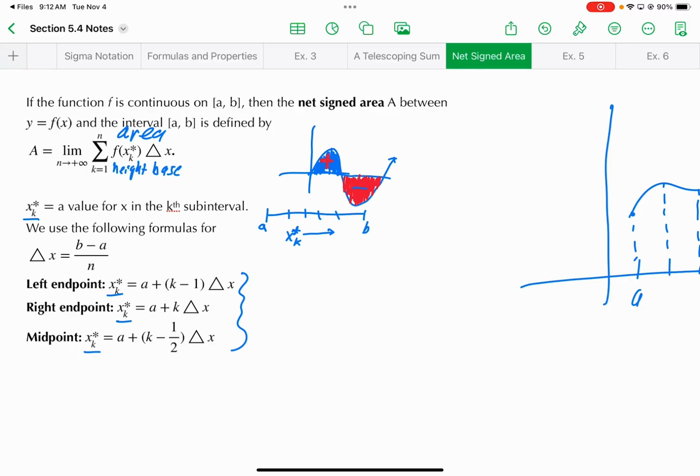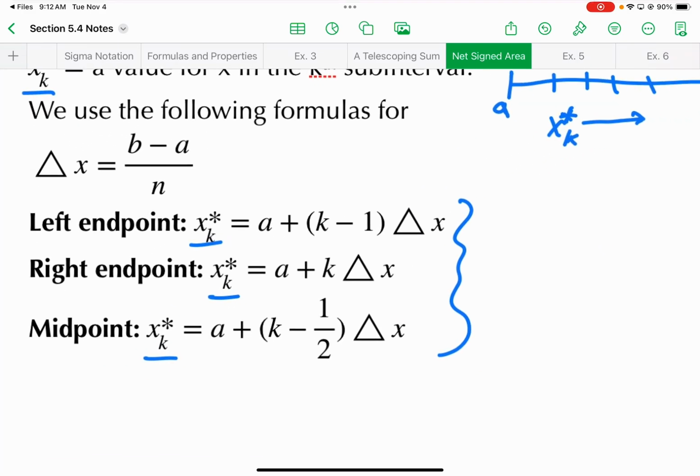Essentially, all of these sums, if you do take the limit as n goes to infinity, should equal each other, but the formulas that we use for a specific endpoint, if they ask us for one, is as follows. So left endpoint is similar to what I did on the board right there. So that was left endpoint. That's where the a plus k minus 1 times delta x came from. Right endpoint, there's no k minus 1. You just use that k value there. So it's just a plus k times delta x.